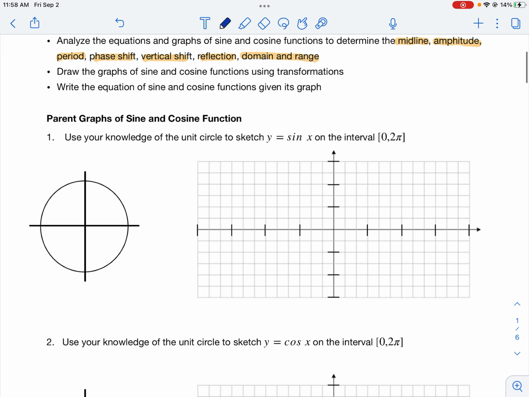So first we need to know our parent functions, our simplest sine graph and our simplest cosine graph. So we're going to look at y equals sine of x. That's going to be our simplest sine graph, which is our parent function for the sine function.